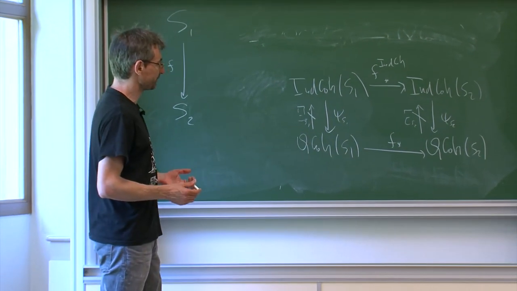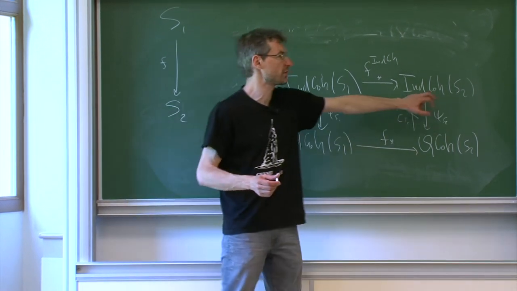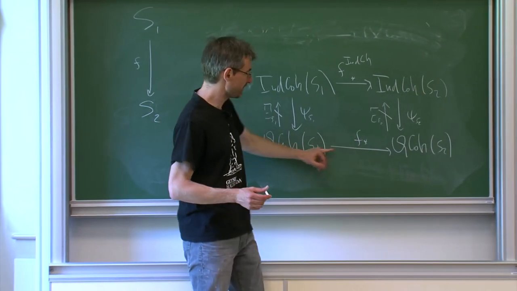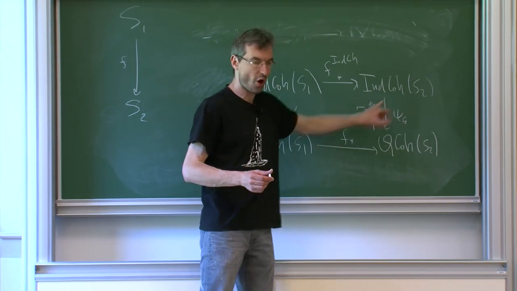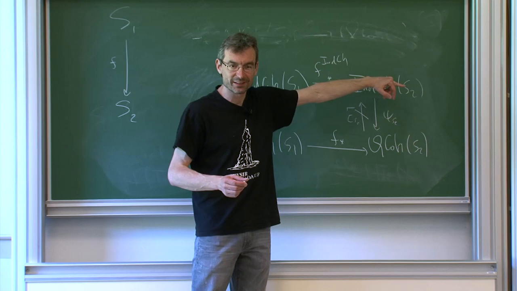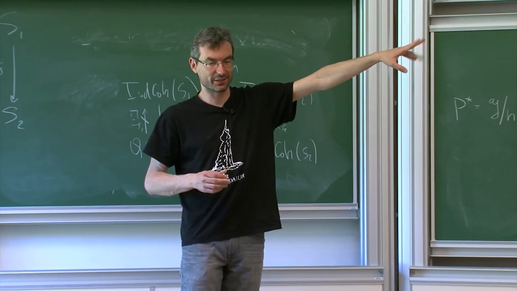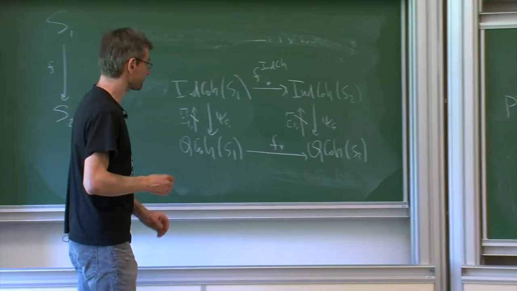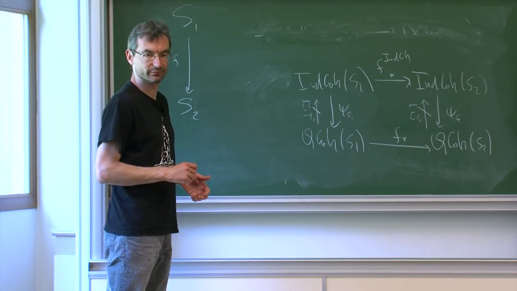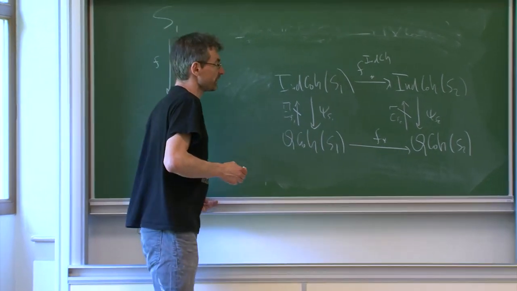You see, there are two ways to go from quasi-coherent sheaves on S1 to ind-coherent sheaves on S2. You can take the quasi-coherent direct image and then embed, or you can embed and then take the ind-coherent direct image. And these are different, and that's what we saw with this delta function. And we can even turn around and you get two maps. All right, so now let me tell you how this functor is defined.